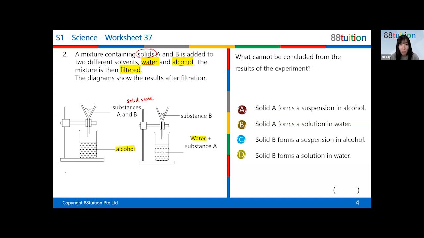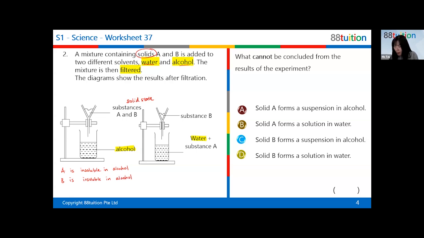So what does it tell me? Okay, I can say that A is insoluble in alcohol. I just follow exactly the same words. Okay, and then B is also insoluble in alcohol. Can you see that?